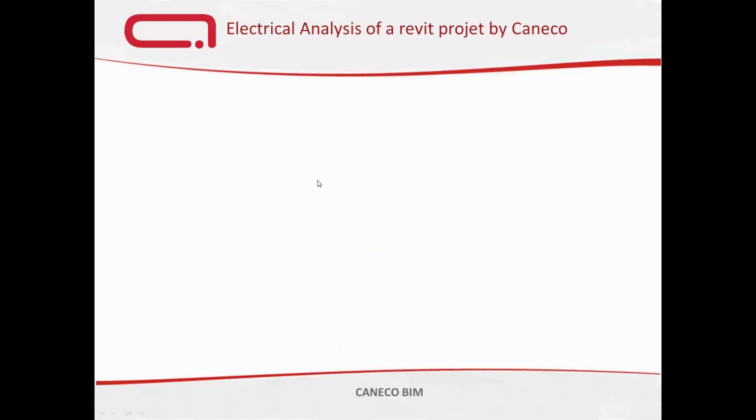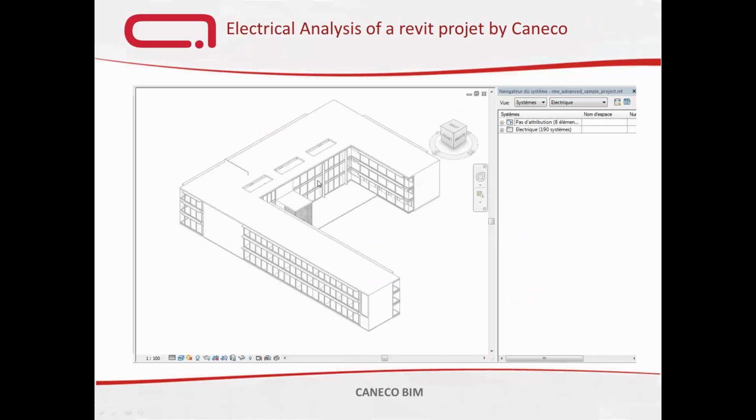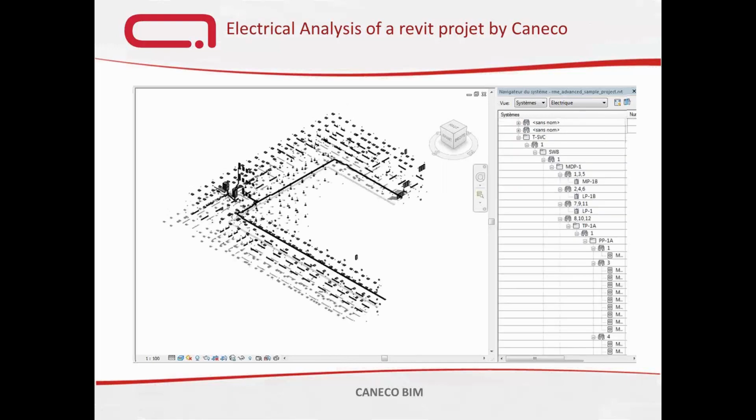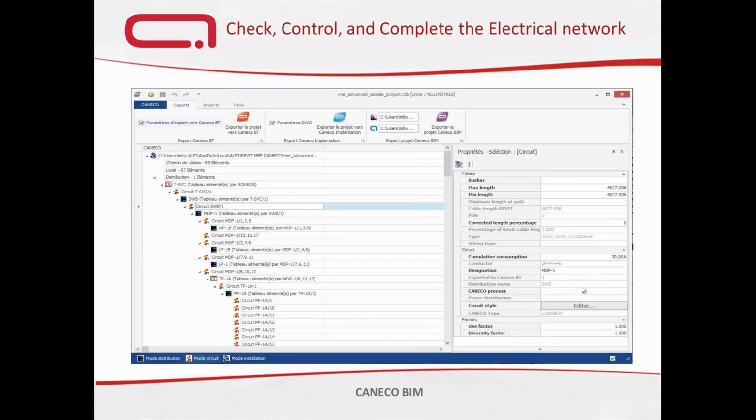So, how it works exactly? You can have a Revit project. This project, we automatically recognize the electrical families. Caneco recognize every Revit family is equipped with electrical connectors. We also check, control, and complete the electrical network. We propose another view of the diagram that the Revit proposed.